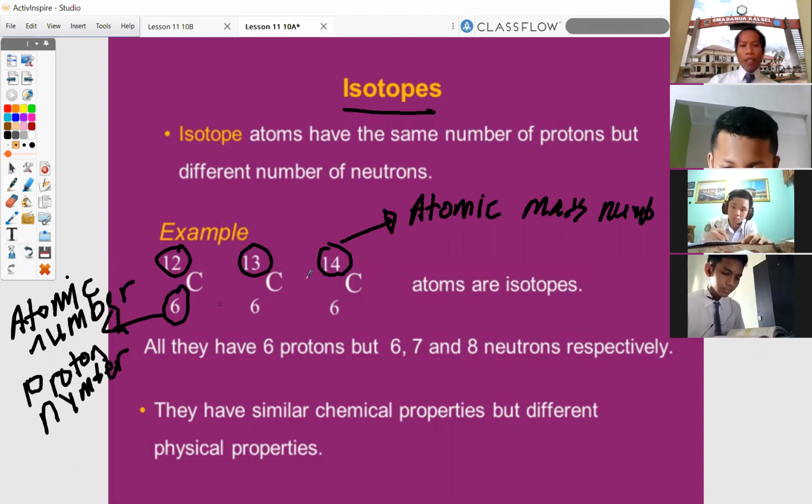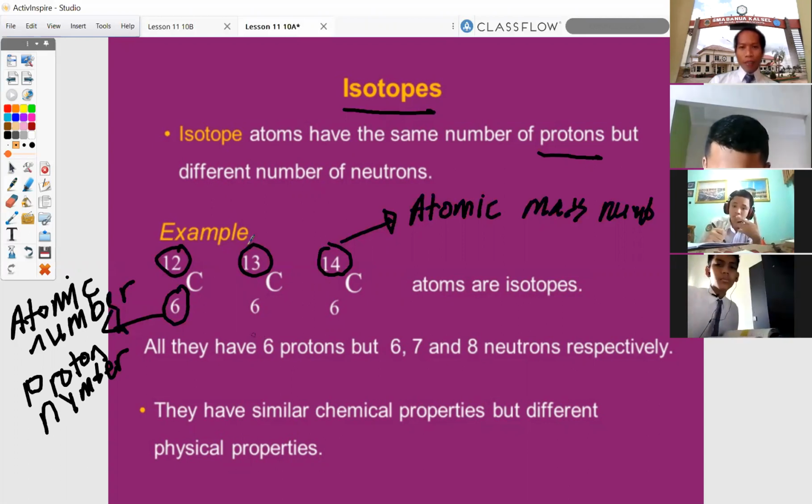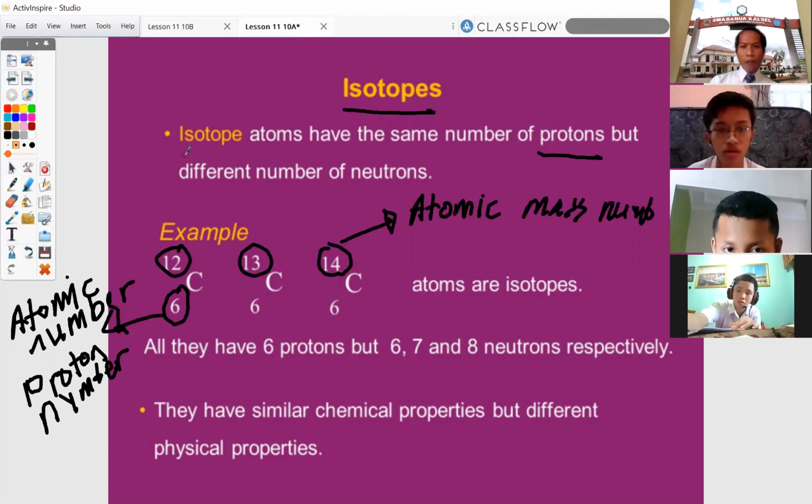As you can see here, these 3 different atoms have the same atomic number, the same number of proton. But now let's calculate the number of neutron in each of these particles. How to find the number of neutron? Atomic mass number is 12 minus 6, 13 minus 6, 14 minus 6.